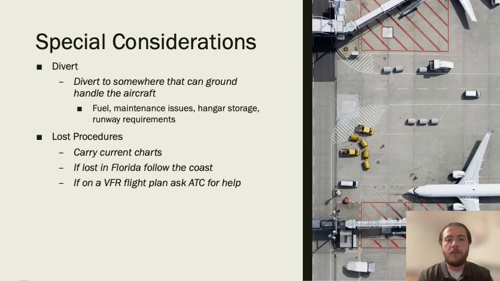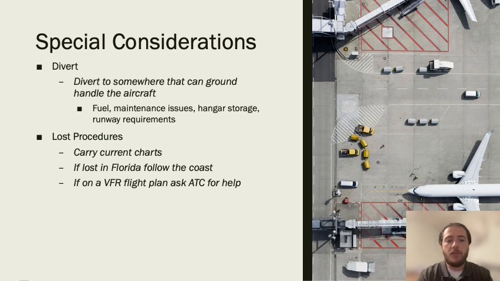So some special considerations, if we're going to need to divert during this flight, it would be really important for pre-flight planning for us to start to pick out those airports where we know we're going to be able to get fuel, if we have maintenance issues, hangar storage, and then we also have the proper runway requirements. We don't want to be landing out in the middle of nowhere at an airport that doesn't have fuel and that we can't take off from.